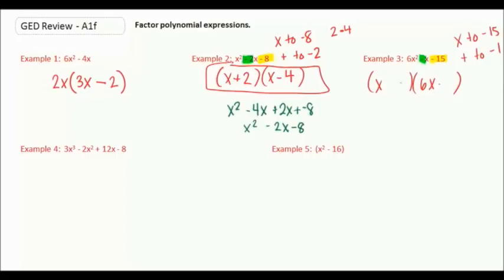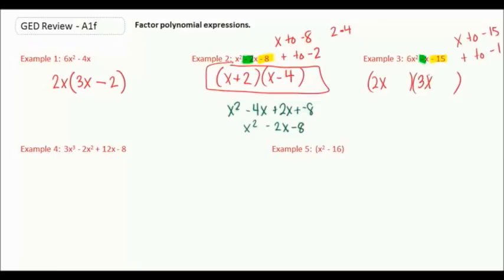Okay, maybe we could do 1 and 15. We'll say this one's negative, this one's positive. In this case, we'd have a -15x on the outside and a +6x on the inside. So that would add to -9x, which isn't -1x. So like I said, you have to play around with it. Okay, we could also do 2x and 3x.